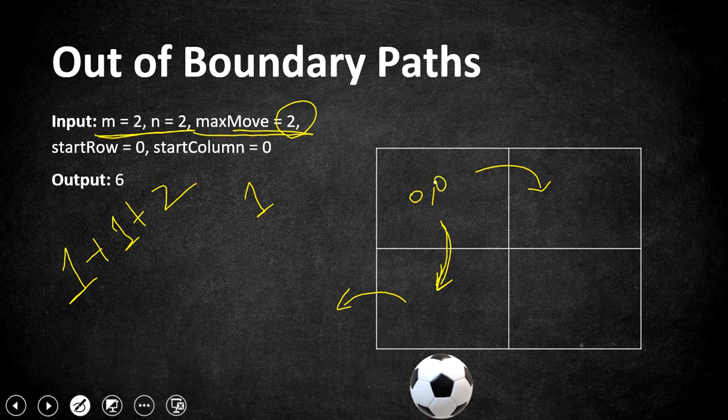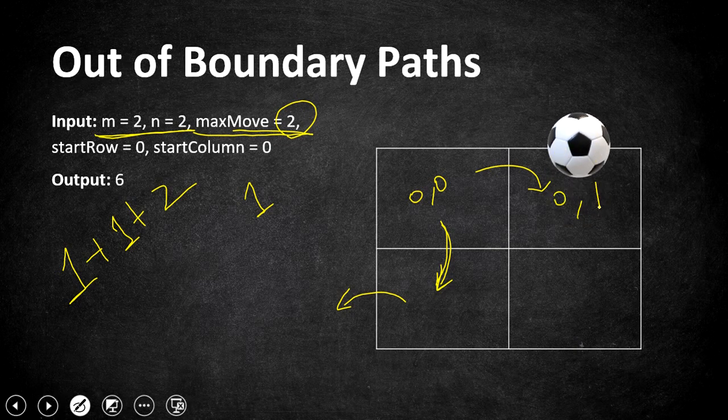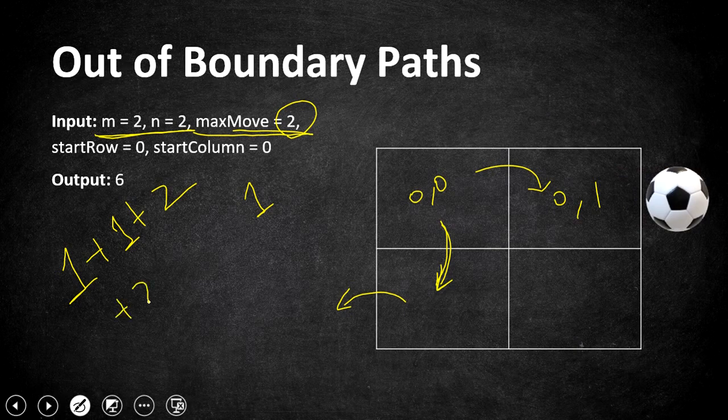So what if we move the ball towards 0, 1? By moving to 0, 1, out of your max 2 moves, you have used one move. So you can make one more move to check whether we can make it outside. Yes, we can make this ball go outside of the grid by moving it upwards or towards the right from the cell 0, 1. In total, we took two moves. So this is going to be added to our solution as two more solutions.